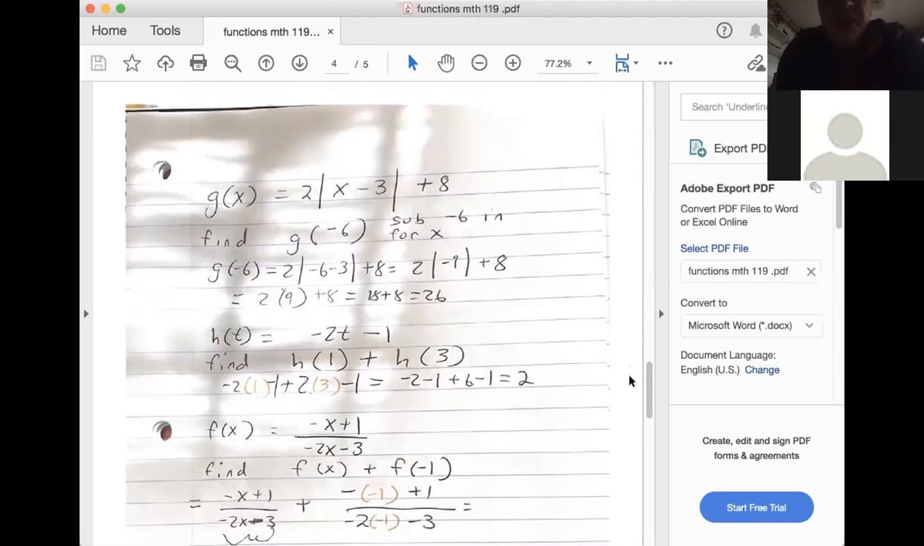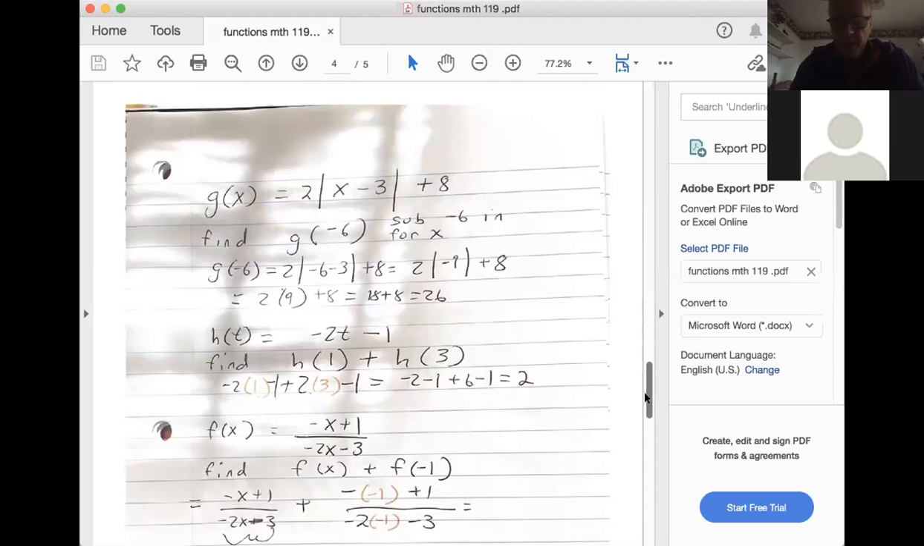Suppose we have g of x equals 2 times the absolute value of x minus 3 plus 8. So we substitute minus 6 in for x in the original equation. So that's going to be 2 times the absolute value of minus 6 minus 3 plus 8. Now we're going to use what's inside the absolute value first. Minus 6 minus 3 gives us minus 9. 2 times the absolute value of minus 9 is 2 times 9. So that gives us 2 times 9, or 18, plus the 8 gives us 26. Any questions about that?